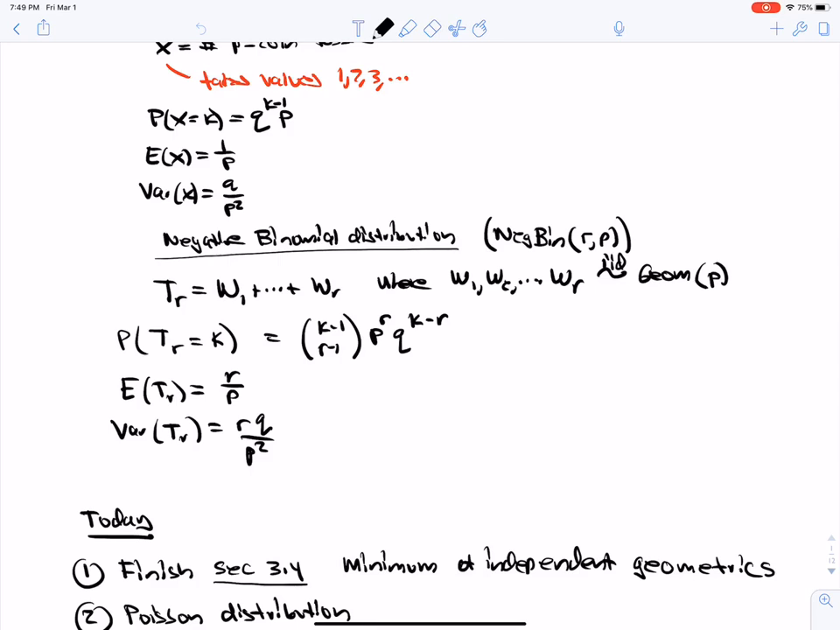And in the previous k minus 1 trials, we require r minus 1 successes. So we have (k minus 1 choose r minus 1) p to the r minus 1, q to the k minus r, times p. The expectation is r over p, and the variance is rq over p squared. Those are easy to get since basically T_r is W1 plus W2 up to Wr.